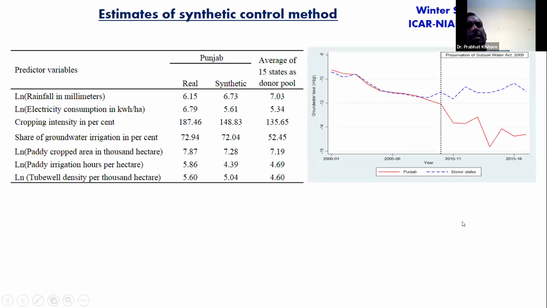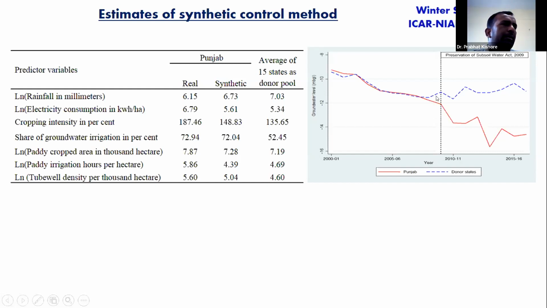And here, if you see this, for the Punjab, two things need to be clarified. The red line is the actual groundwater level of Punjab, and the dotted line is the synthetic Punjab, which we created from the donor pool of states. And here the pre-intervention period is from 2009.